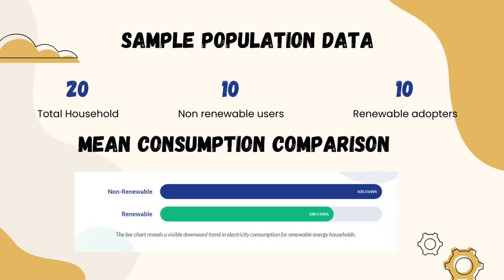To test this hypothesis, we utilize a dataset consisting of 20 households, 10 using non-renewable sources and 10 using renewable sources. Our bar chart clearly visualizes the mean differences. The non-renewable group shows a much higher mean consumption, at 435.0 kW per hour. In contrast, the renewable group is significantly lower, with a mean of 340.5 kW per hour. This visual suggests a clear downward trend in consumption when using renewable energy.